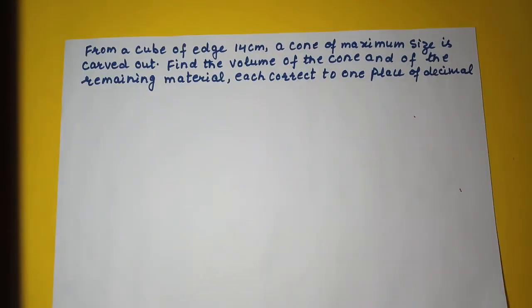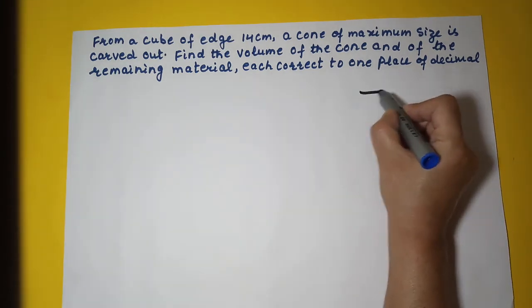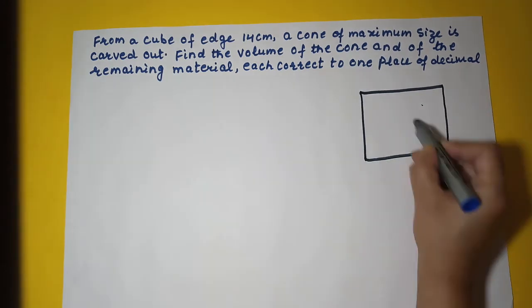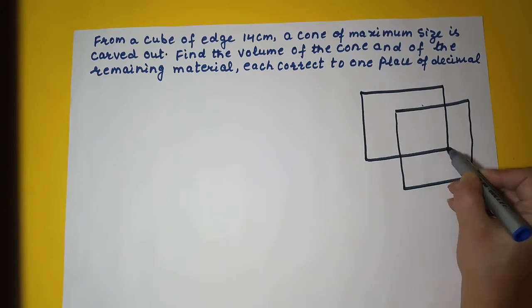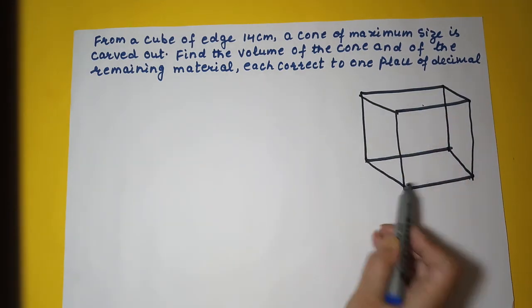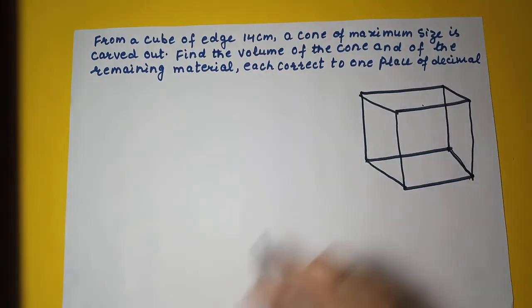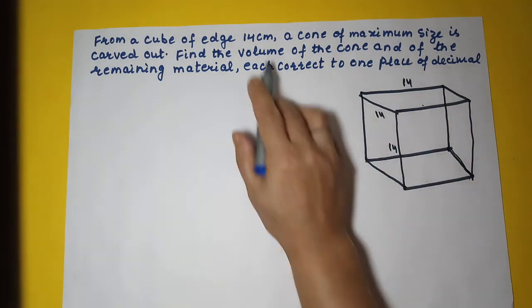Now, one more. This time we have a cube whose edge is 14 centimeters, right? Okay, so we have a cube like this, and the edge of the cube is 14 centimeters. We know that the length, breadth and height of the cube are the same. So length is 14, breadth is 14 and height is 14. So this is 14, this is also 14 and this is also 14 centimeters.